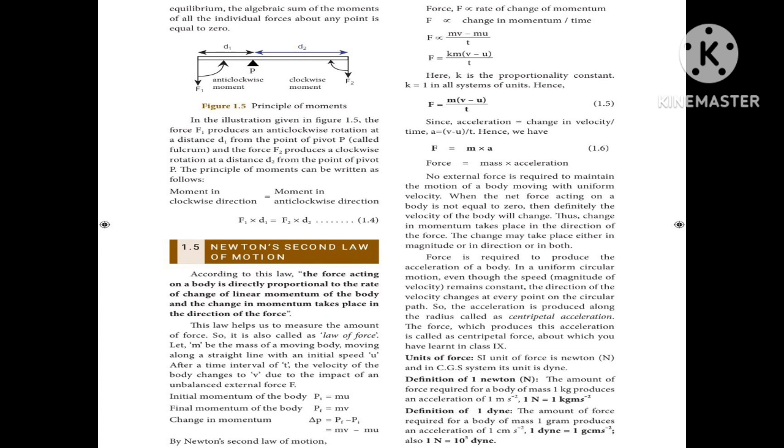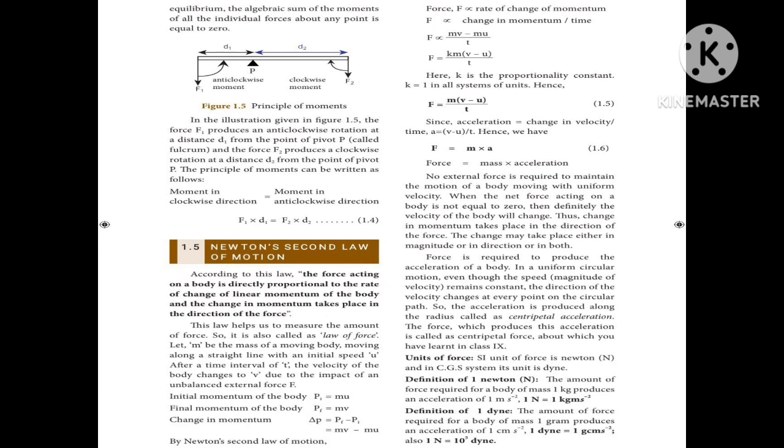No external force is required to maintain the motion of a body moving with uniform velocity. When the net force acting on a body is not equal to 0, then definitely the velocity of the body will change. Thus, change in momentum takes place in the direction of the force. The change may take place either in magnitude or in direction or in both. Force is required to produce the acceleration of a body.